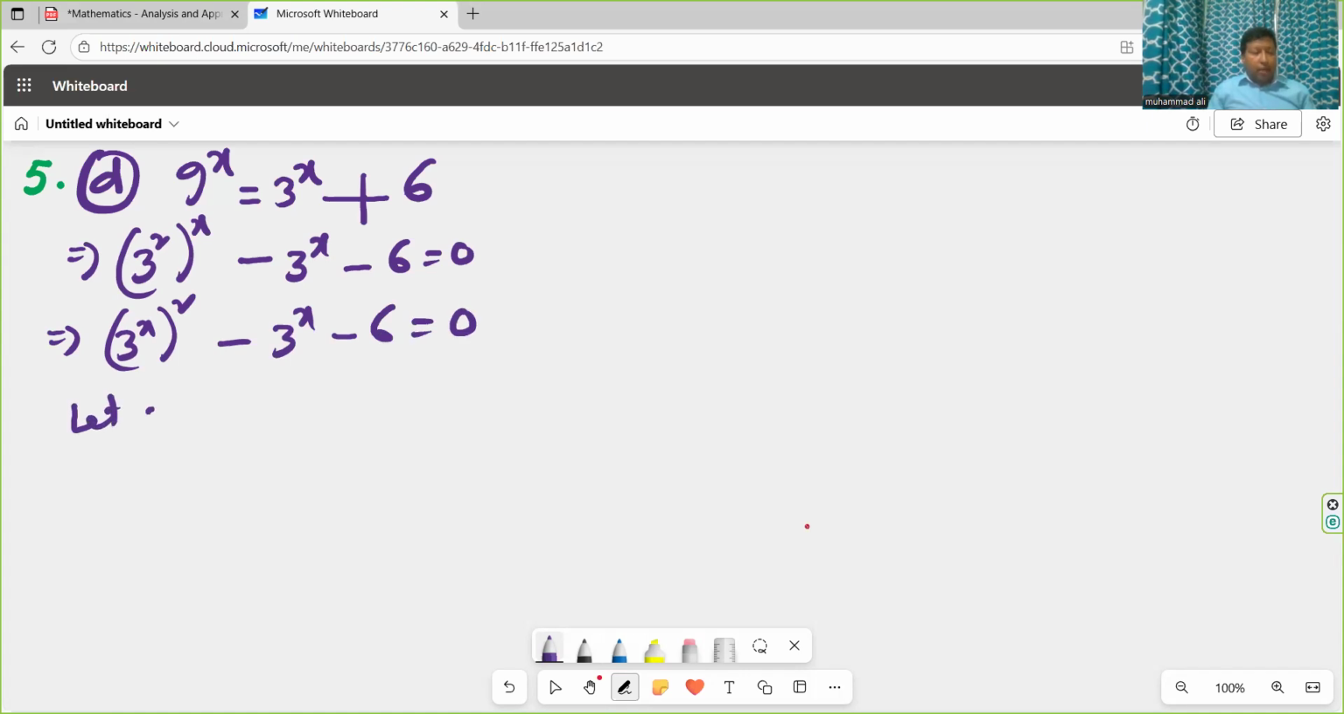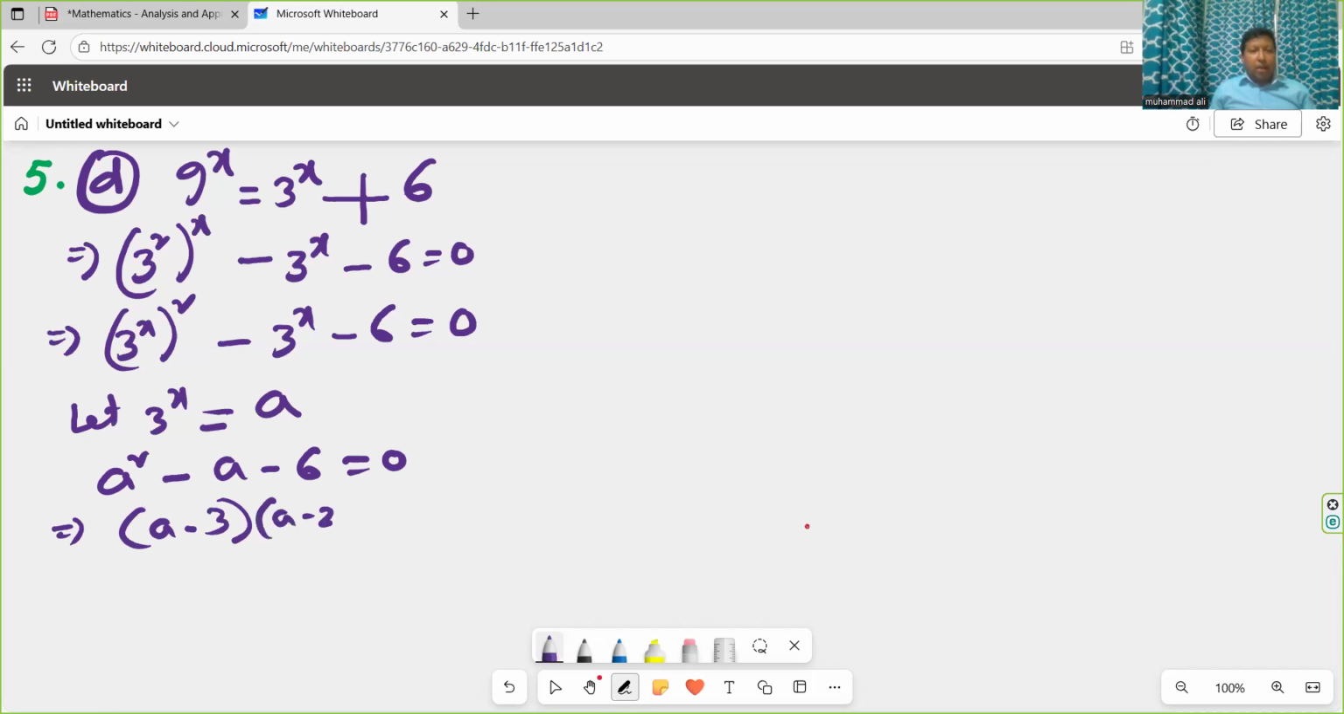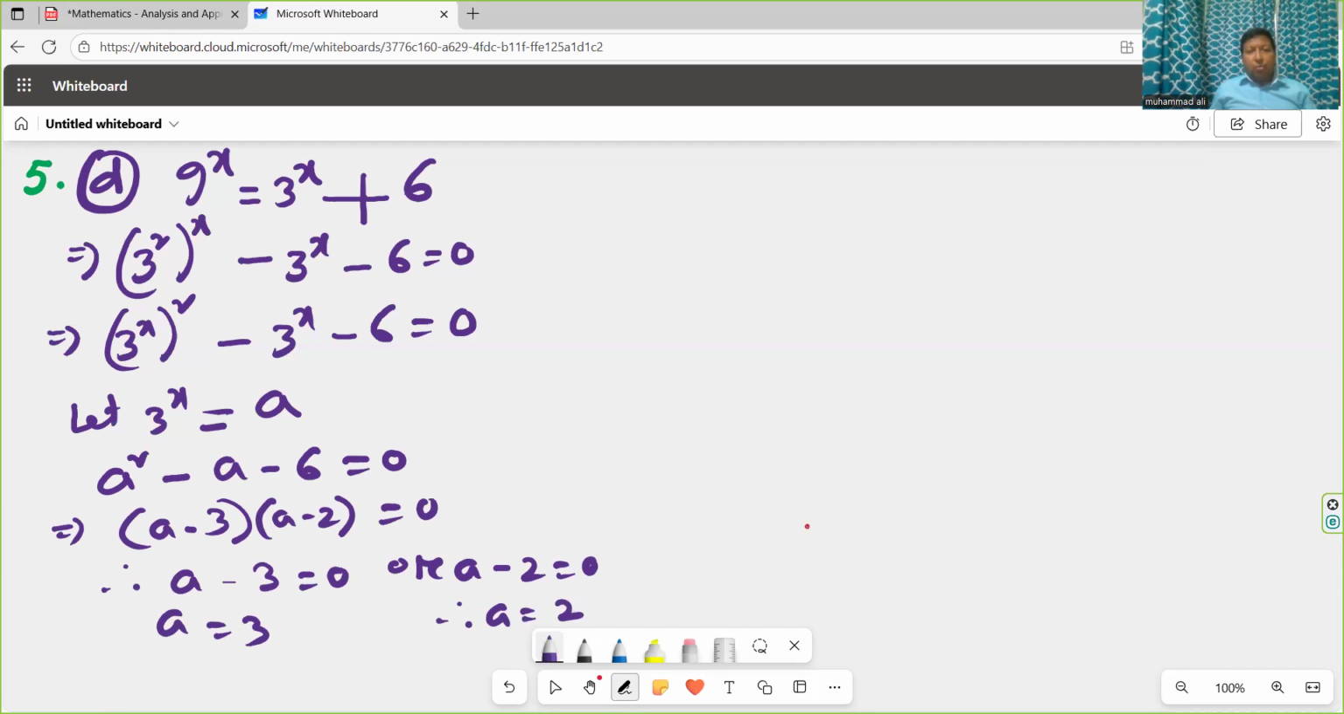Now let 3 to the power x equal a. So it will be a squared minus a minus 6 equals 0. If we do factorization, we get (a minus 3)(a minus 2) equals 0. Therefore, a minus 3 equals 0 or a minus 2 equals 0. So a equals 3 or a equals 2.